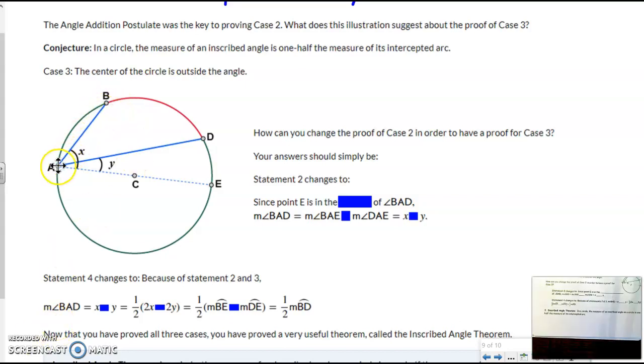So for case 3, like we said, the center of the circle is on the exterior of the angle. So here's your inscribed angle, BAD, and the center of the circle is on the exterior of it. Since point E is in the exterior of angle BAD, then the measure of angle BAD is equal to the measure of angle BAE minus the measure of angle DAE. If we take this entire angle and subtract this, we will get the measure of angle BAD. That's the same thing as x minus y.